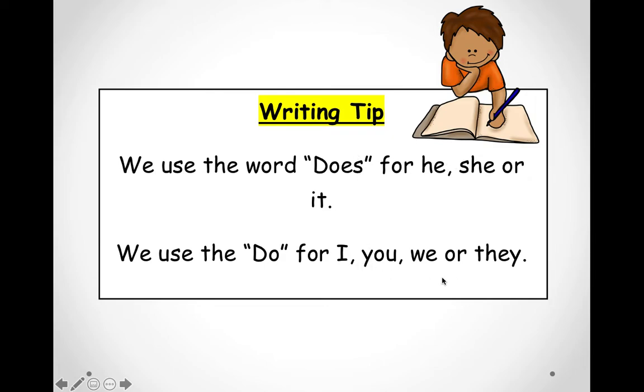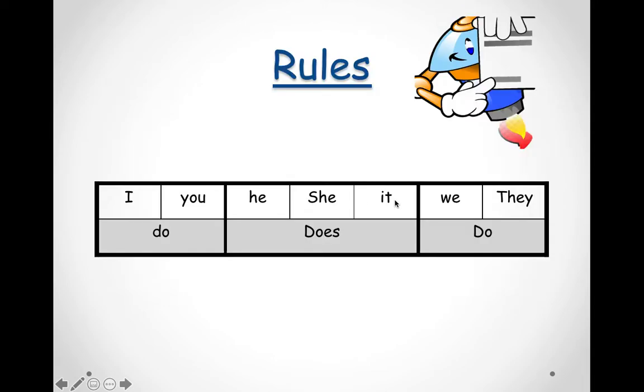If I have one of these words, so for example, we play at home. So we do play at home. The word do will be used if I have I, you, we, or they in a sentence. The word does will be used if I have the word he, she, or it in a sentence.